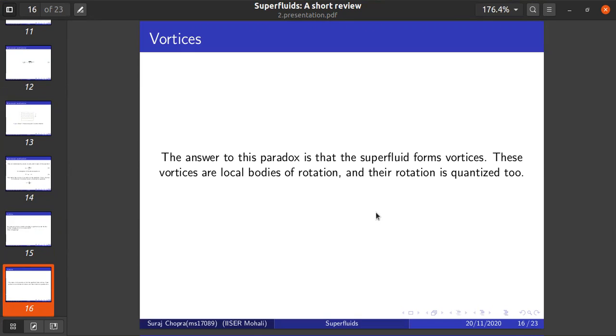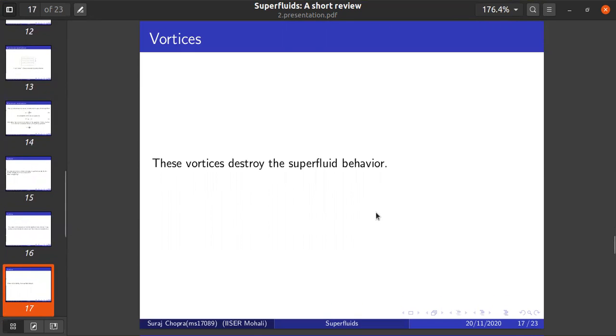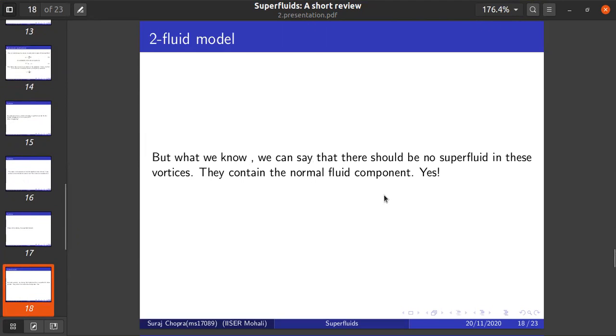How do they destroy superflow? Because we talked about how superflow can't rotate, and the flow is irrotational for a superflow. But we see that there are vortices. So what is going on here? The answer to that is that we have a normal fluid component in the superfluid. That is, they contain a normal fluid component.